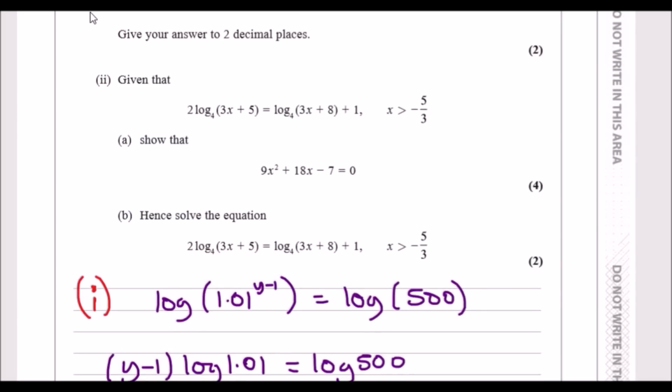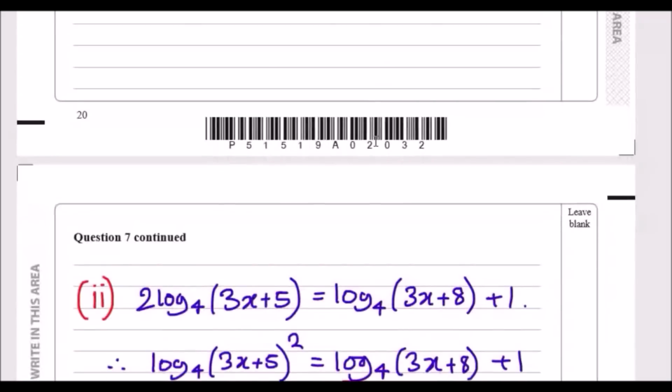Okay, part 2. Given that we have a typical log equation, which is in terms of base log 4, show that all of this can be written as a quadratic equation and hence solve that equation, using the usual quadratic formula.